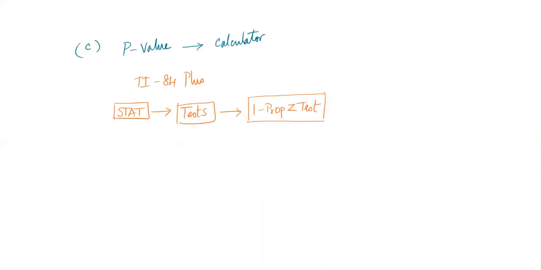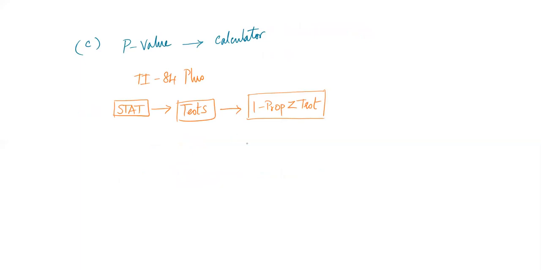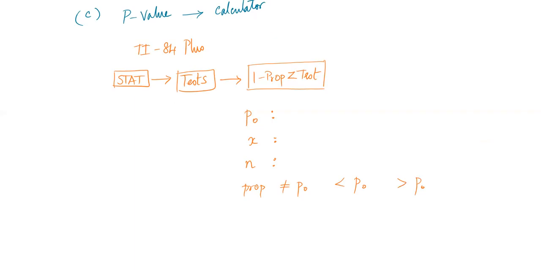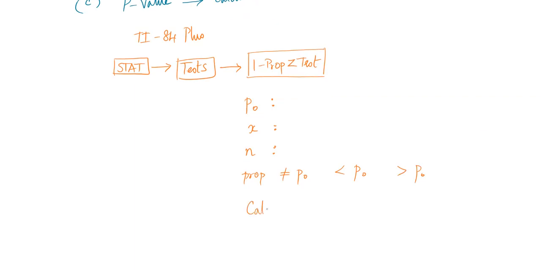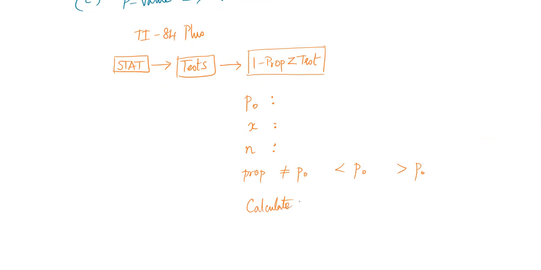And then it shows you these prompts, okay? So you have p naught, and then you have x, then you have n, and then it says prop not equal to p naught, less than p naught, greater than p naught, and then it says calculate. And then it says draw as well. Let's focus just on the calculate. So you'll have to enter values for all of these, right?